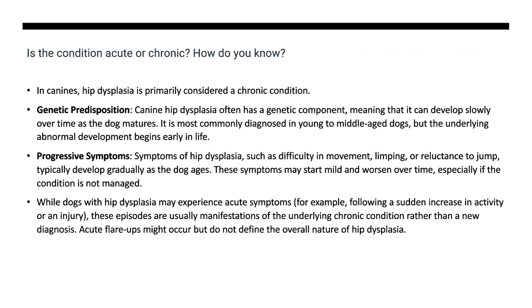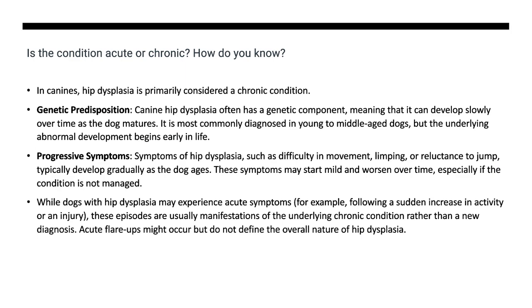This chronic condition could also have progressive symptoms. Some symptoms may include difficulty in movement, limping, and, of course, reluctance to jump, which typically develop gradually as the dog ages. These symptoms may start mild and then could also worsen over time, especially if the condition is not managed.